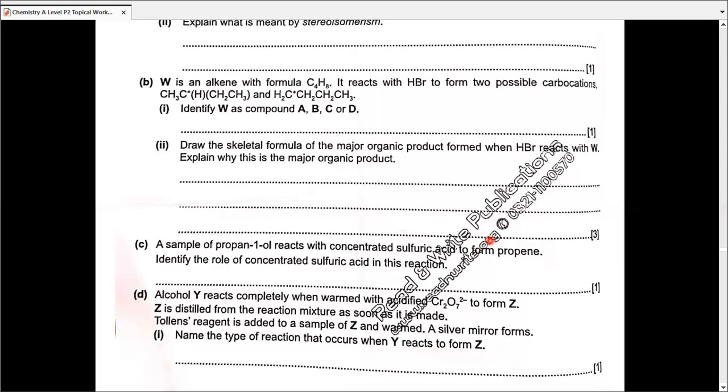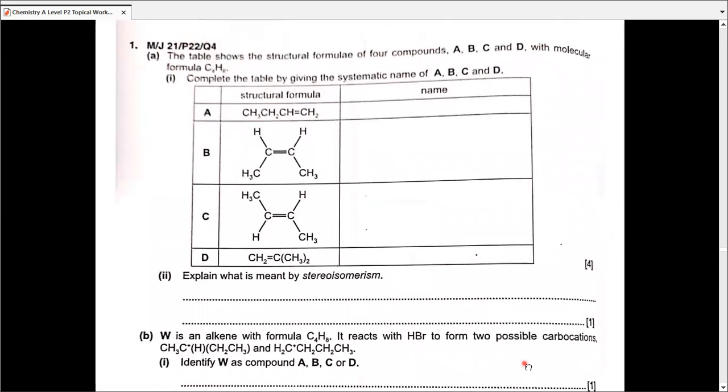W is compound but-1-ene, which would be A, I think. W is an alkene that reacts with HBr to form two possible carbocations. In the first case, it has the positive charge on the second carbon, and in the second case, on the first carbon atom. And there is CH2, CH3. So you're saying A makes perfect sense. Yeah, A.